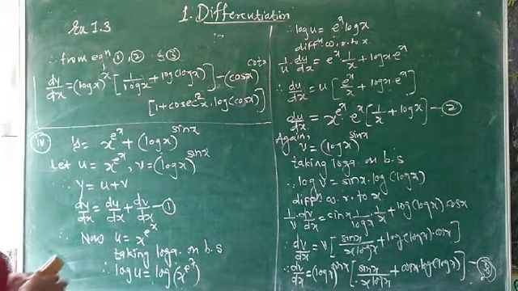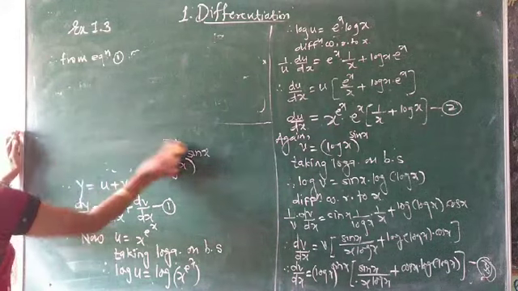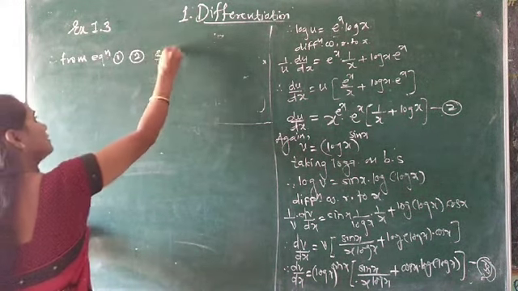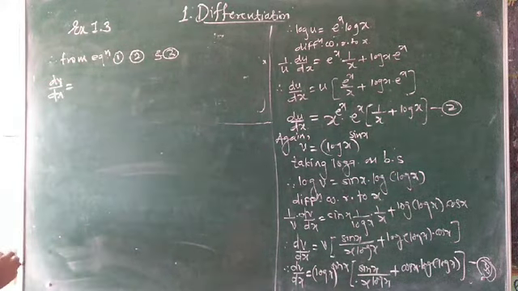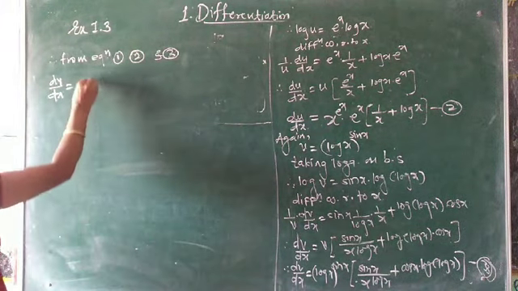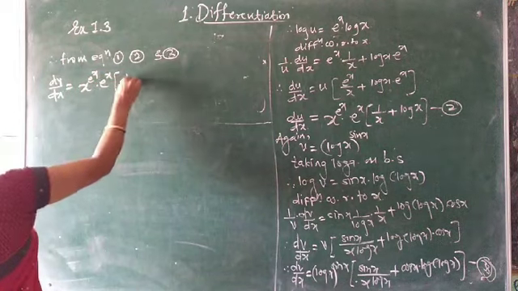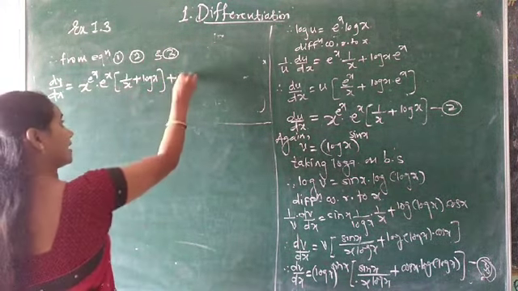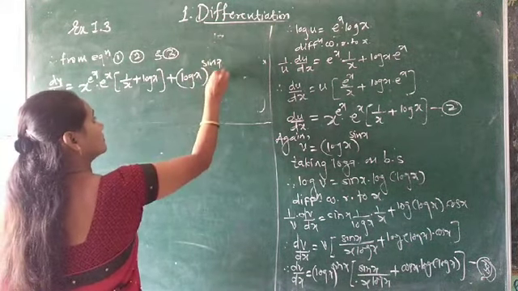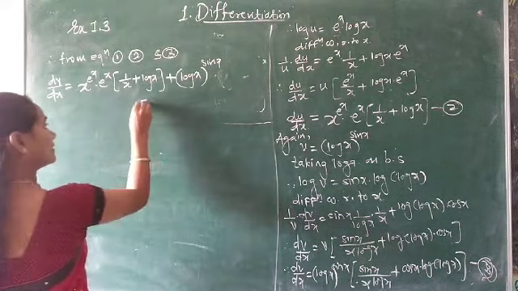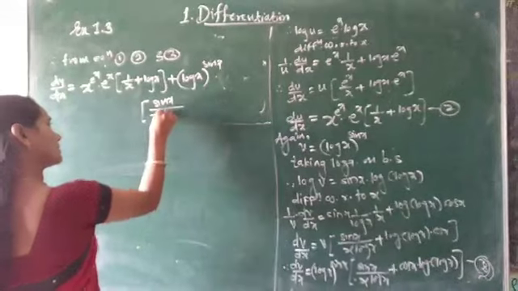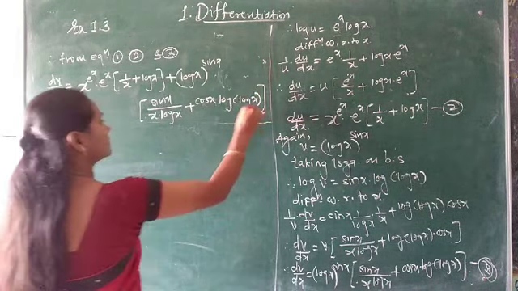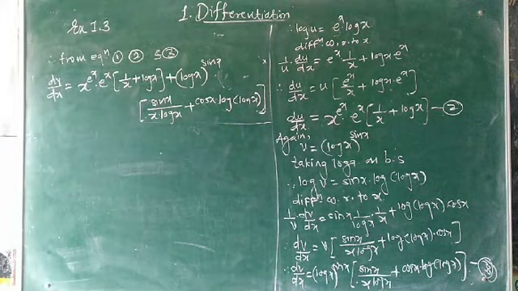Now write from 1, 2 and 3. Therefore from equations 1, 2 and 3, the value of dy upon dx is equal to, first write du, x e raised to x into e raised to x, 1 upon x plus log x, plus, right, the value of dv, (log x) raised to sin x into, write this bracket below, sin x upon x into log x plus cos x into log of log x. This is dy upon dx, question number 4.